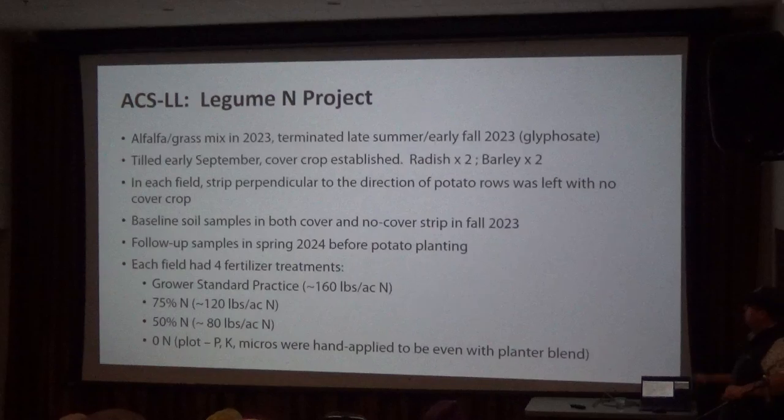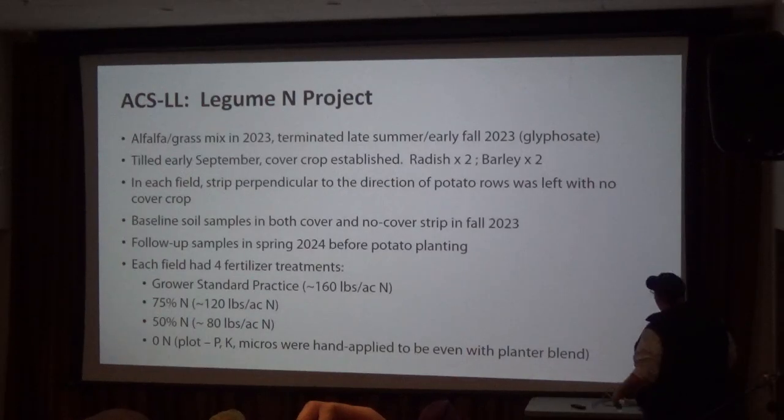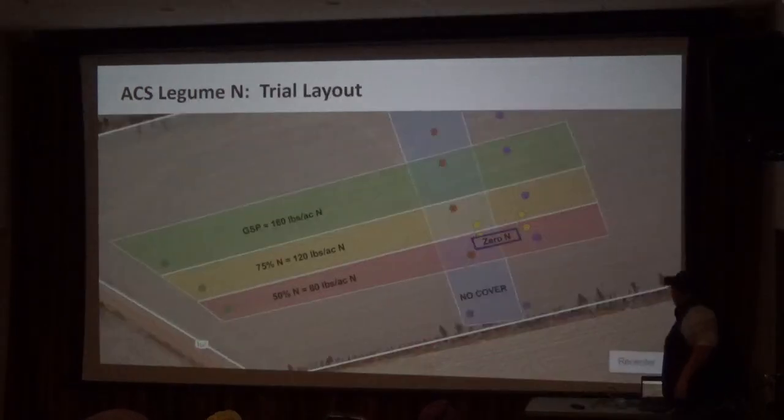Two of the fields were radish or radish barley and two were just barley, spring barley, all of them winter killed. In each field there was a strip perpendicular to the direction of the rows that was left with no cover crop. So it's easier to show you graphically.